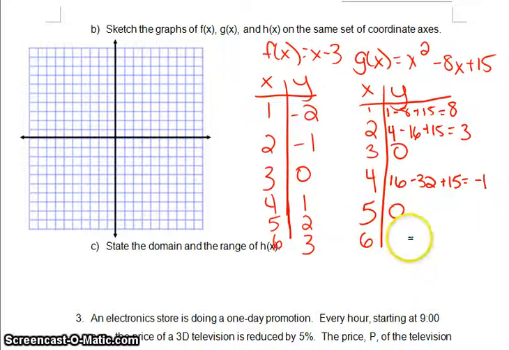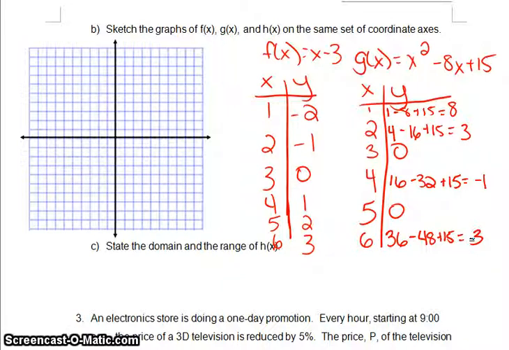Then we'll move on to x is equal to 6. That'll be x squared, or 6 squared, which is 36. Subtract 8 times 6, which is 48. Plus 15, and that is equal to, so 36 subtract 48, that is negative 12. Plus 15 there is equal to 3. And it should follow that pattern.